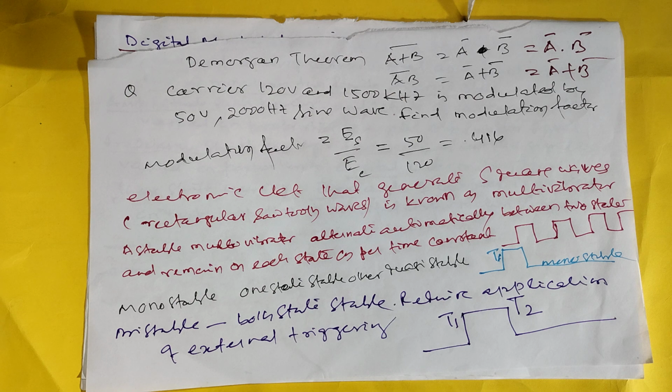This is De Morgan's theorem, which is important: (A plus B) dash is equal to A dash into B dash, and (AB) dash is equal to A dash plus B dash. Modulation factor: ES by EC, 50, 100 and 416.